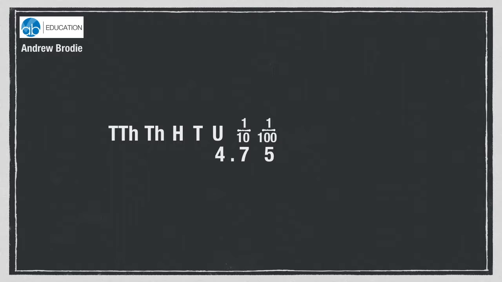If we remove the column headings, it's the decimal point that shows us which columns we're looking at. We know that the number to the left of the decimal point is in the units column, and the number to the right of the decimal point is in the tenths.